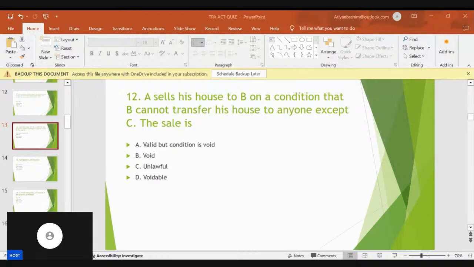B. Vikas says it is void. Okay, and don't you think if I'm selling my house to you with a condition, then that sale is valid, right? A. Very good, Vikas. Priyanka has mentioned A. Correct. So the correct answer is A. That means the sale is valid, but the condition is void.